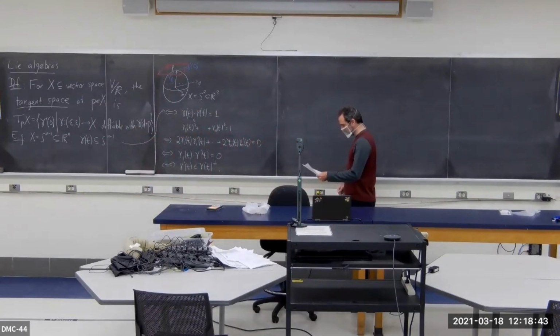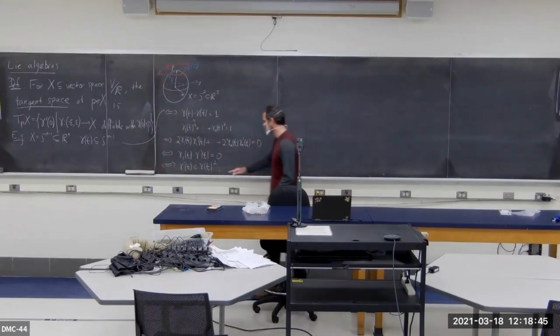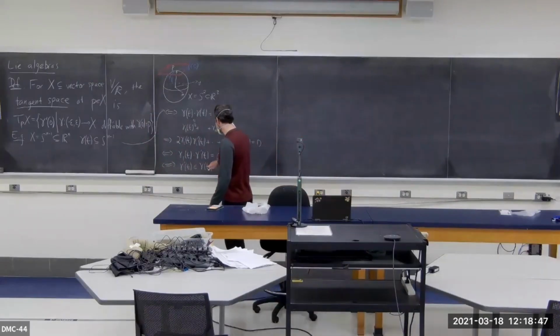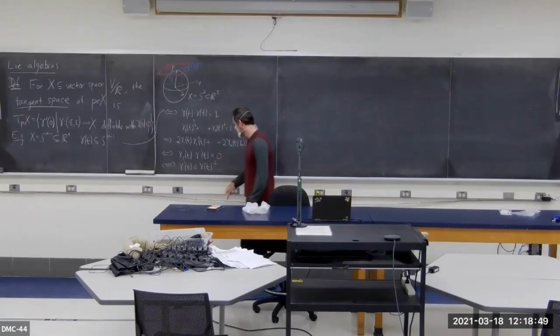Okay, so that's the tangent space. So this gamma of t, that means it's in the perp space, so that the derivative is in the perp space of the original vector. So what that says is that T_p S^(n-1) is contained in p perp.